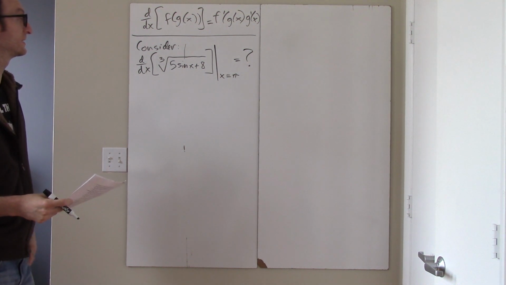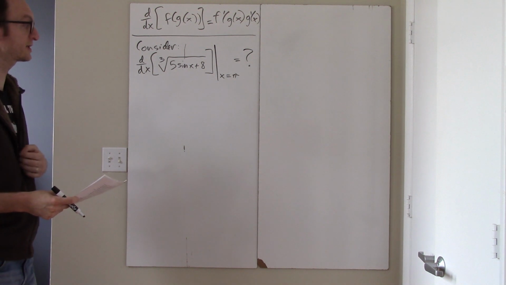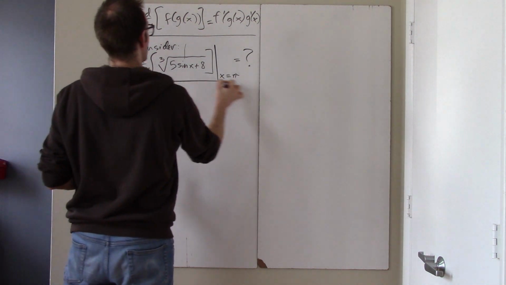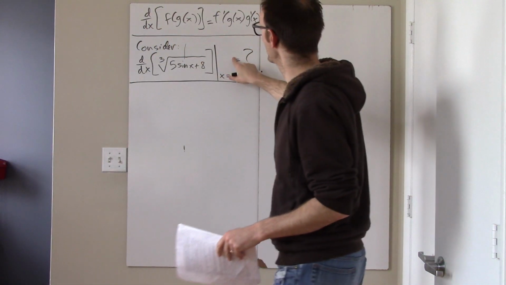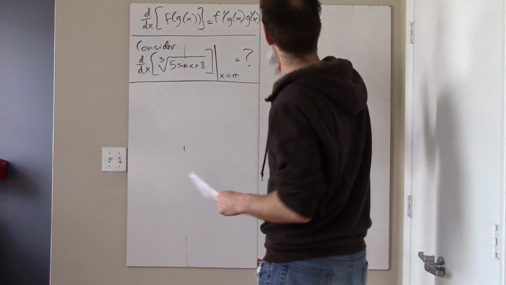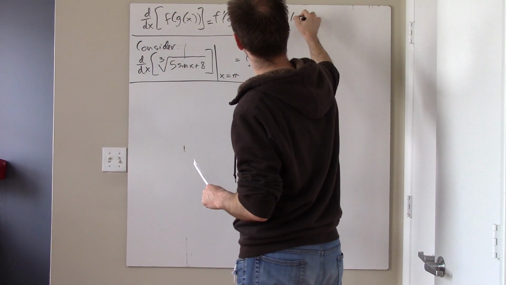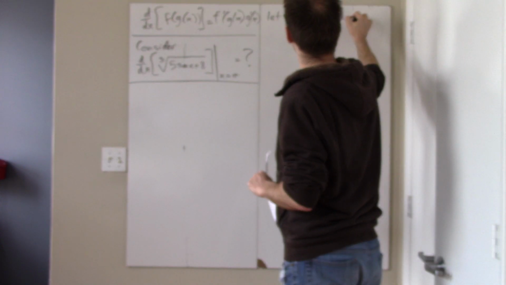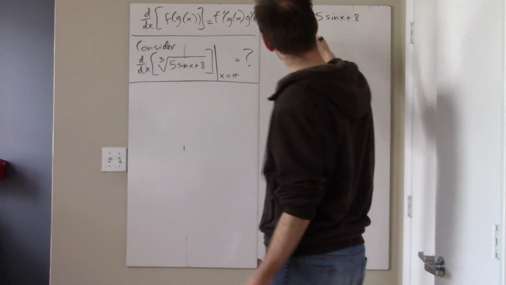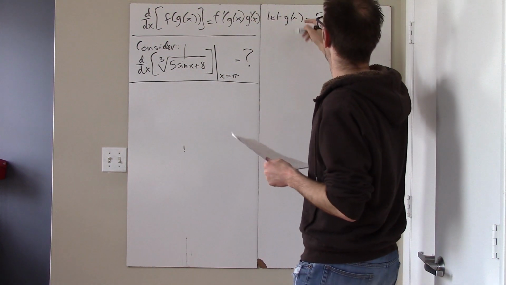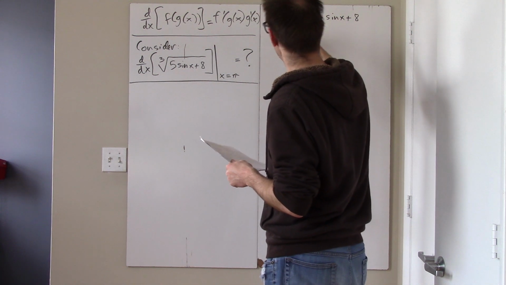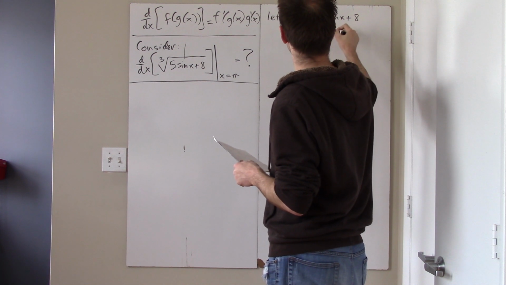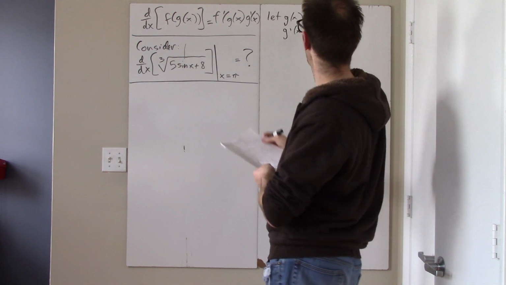How can we do this? Well, for starters, we should try to understand that this is a composite function. So we can create an inner function g. The inner function is the 5 sine x plus 8 function. And of course, we know how to differentiate this function. What is the derivative of this function? Well, it's 5 cosine x.